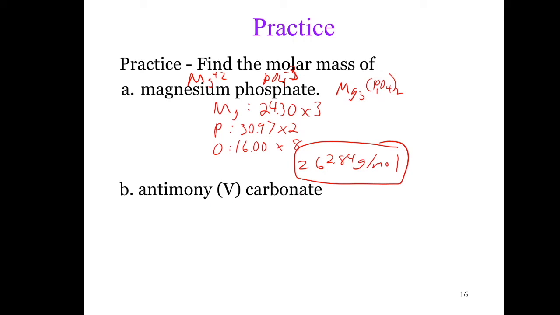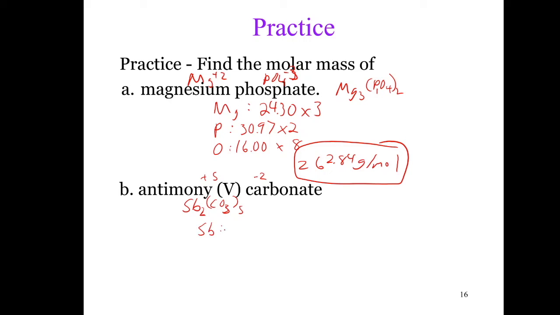Antimony(V) carbonate, you want to pause and try to do this one on your own. If not, you can watch. So antimony has a weird symbol, it's Sb, find it on the periodic table. It's V, so it has a charge of +5. I look up carbonate, it's CO3, with a charge of -2. The simplest number they both go into is 10, so I'm going to need 2 antimonies and 5 carbonates.